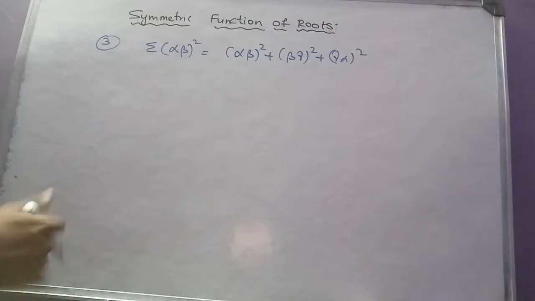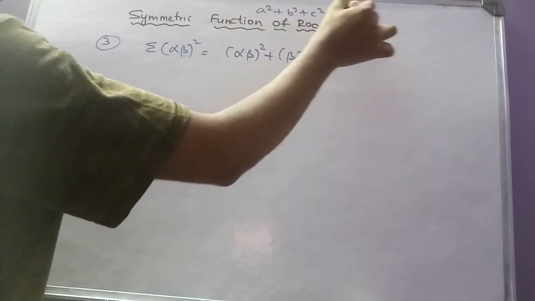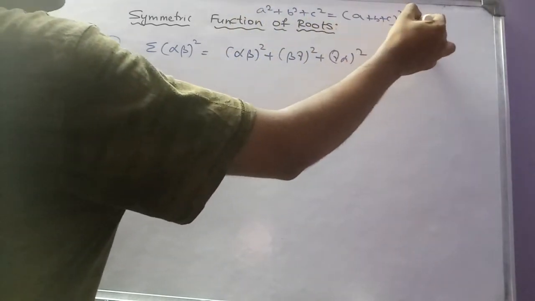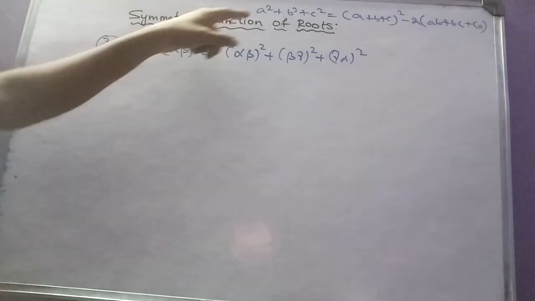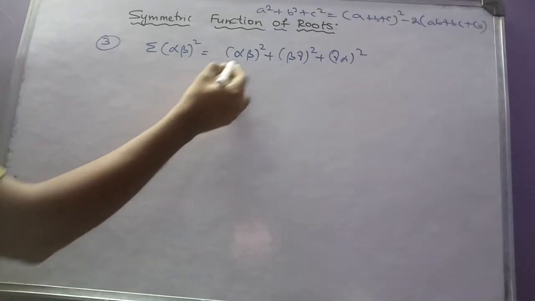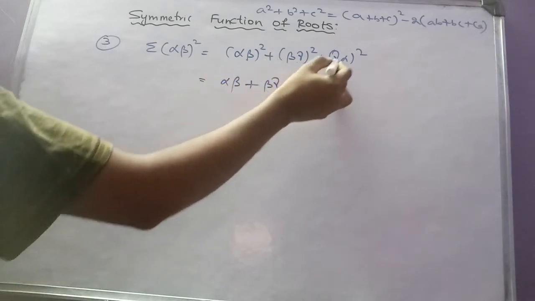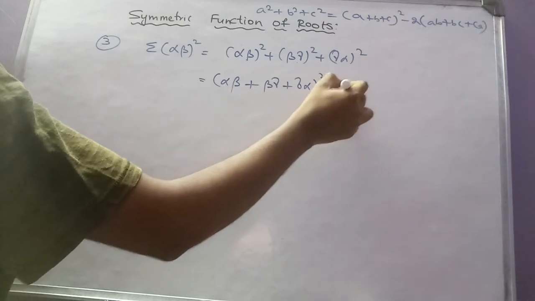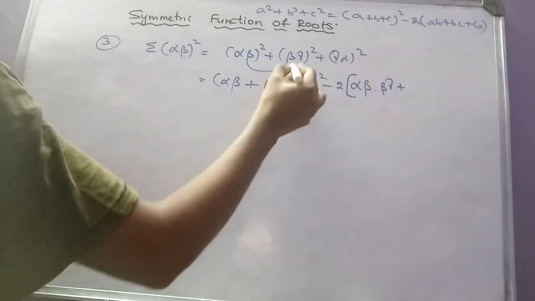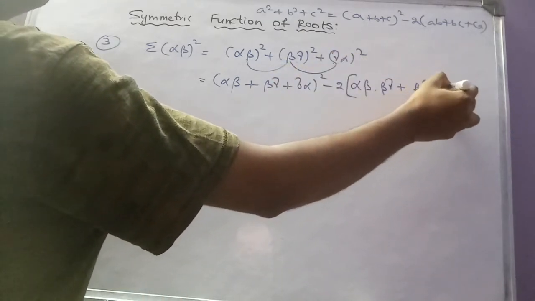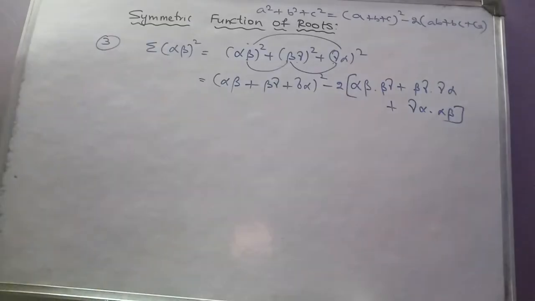Same like that only. We know that a square plus b square plus c square is equal to a plus b plus c whole square minus 2 into ab plus bc plus ca. We already know this identity, so we will use it. So a square plus b square plus c square is a plus b plus c whole square minus 2 into ab plus bc plus ca. Okay, now I hope you understood this.